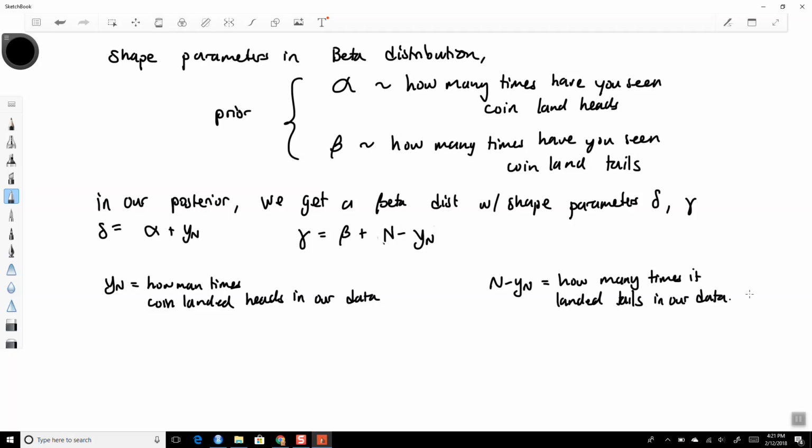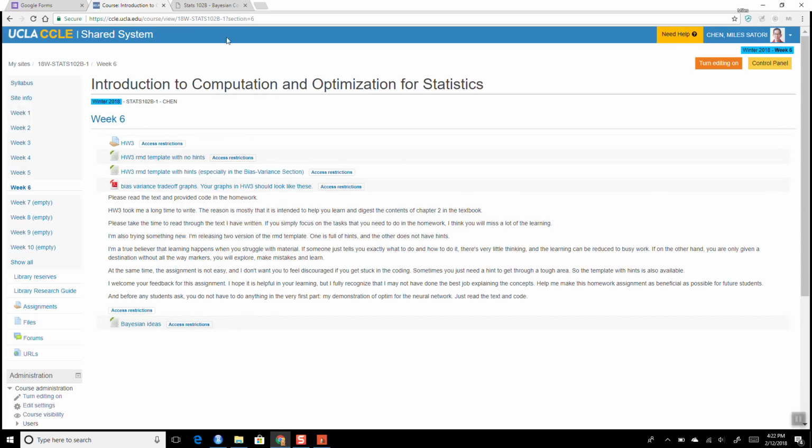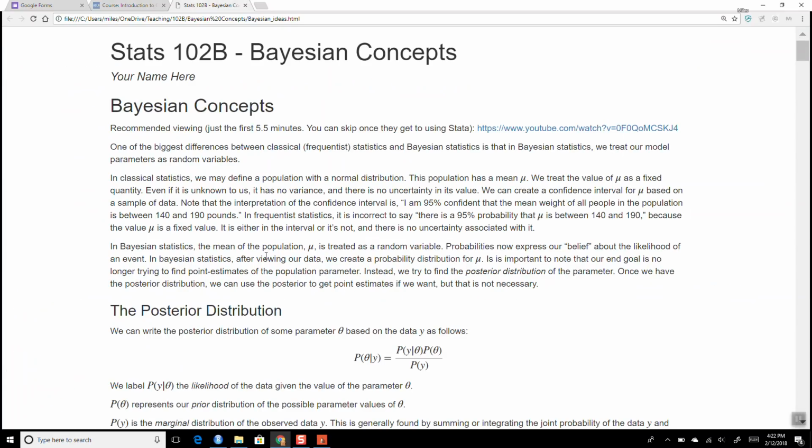Okay. All right. So I've created this document called Bayesian Ideas, and you can download it and load it up and render it. And it's like a wall of text.